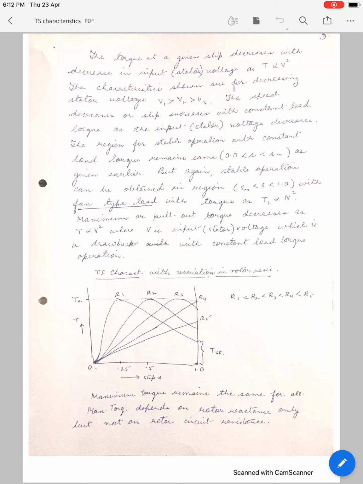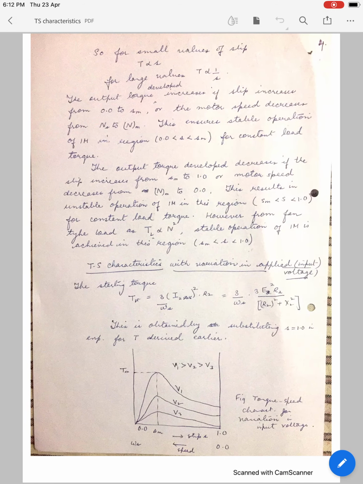The speed decreases or slip increases with constant load torque as the input stator voltage decreases. So the region for stable operation with constant load torque remains the same as given earlier, but stable operation can also be obtained in the region with fan type load, as load torque is proportional to n square. So the maximum pull out torque decreases as T is proportional to V square, where V is the input stator voltage, which is a drawback with constant load torque operation.